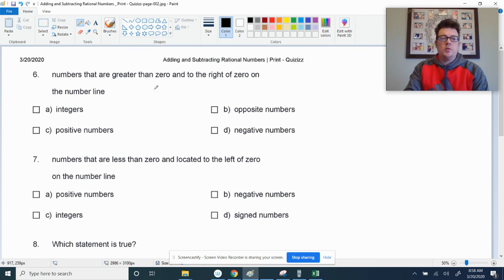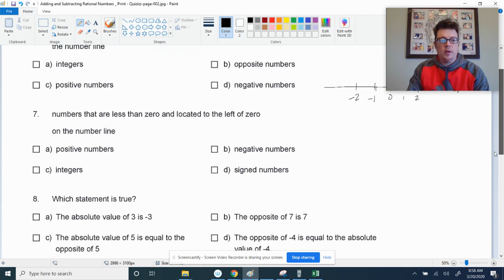All right, number 6. Numbers that are greater than 0 are to the right of 0 on the number line. That's true, and those would be the positive numbers. Right here, see, positive numbers are to the right, like 1, 2, so on and so forth. Numbers that are less than 0, like -1, -2, those are negative numbers. So you got positives on the right, negatives on the left. I think that's pretty self-explanatory.